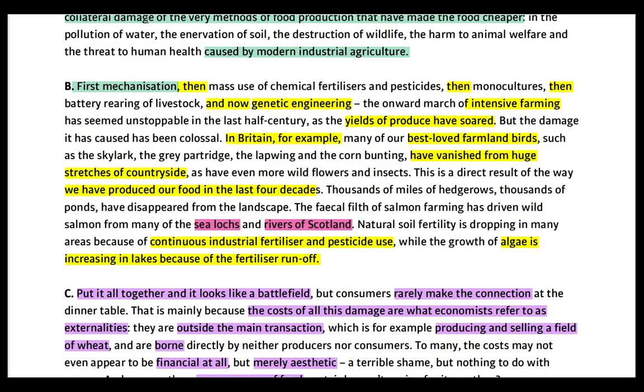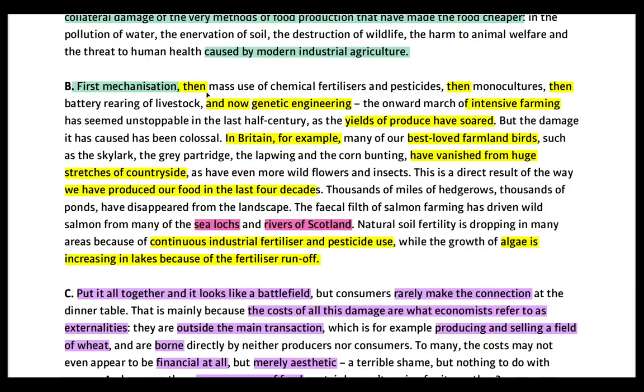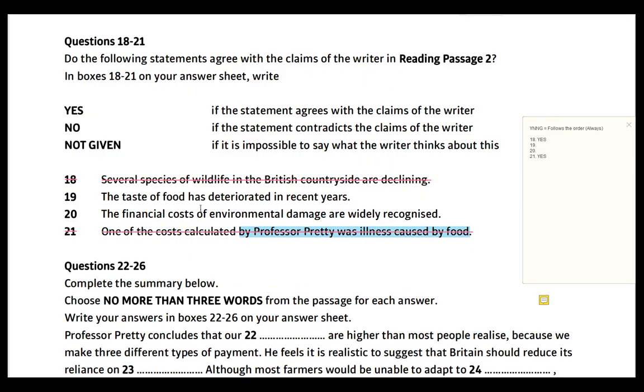So therefore, logically speaking, we can just remove question number 18 because we already answered that. Declining means on the way of declining, not all of them have vanished, but it is still declining, right? So the answer is yes. The taste of food has deteriorated in recent years.